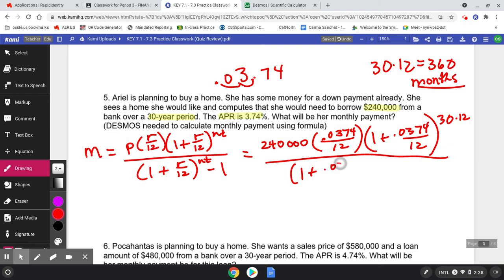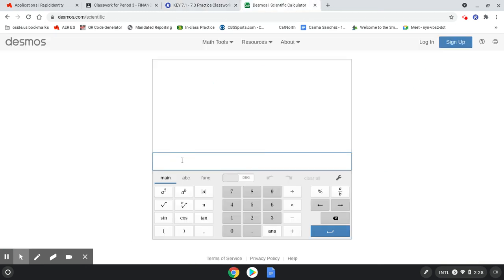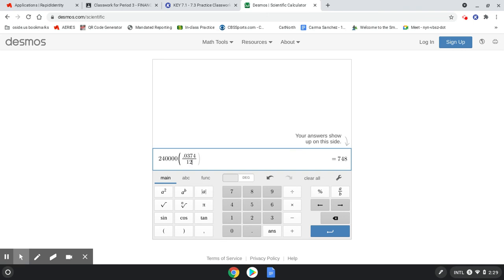Okay, then the bottom goes 1 plus the rate over 12 to the power of 30 times 12 again, or 360, minus 1. So go ahead and plug that into Desmos, and let's see how we do. So 240,000 times 0.0374 divided by 12, 1 plus 0.0374 divided by 12 to the power, that's this little A to the B button. You can put 360 in here, or you can put the 30 times 12, whatever you're comfortable with.